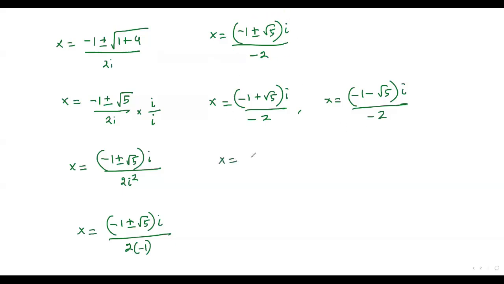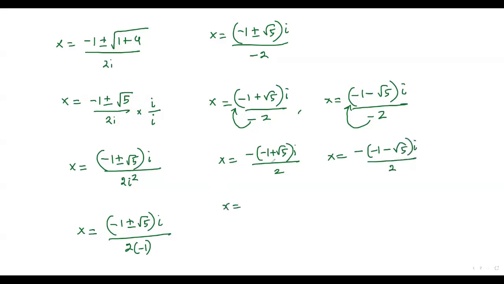So then we get x equals, this negative sign can be moved to the top, and the same thing we can do in the other root as well. So then I'm getting negative of negative 1 plus square root of 5 times i over 2. And here x equals negative of negative 1 minus square root of 5 times i over 2.